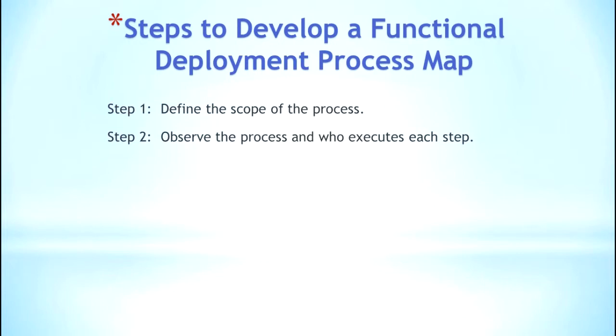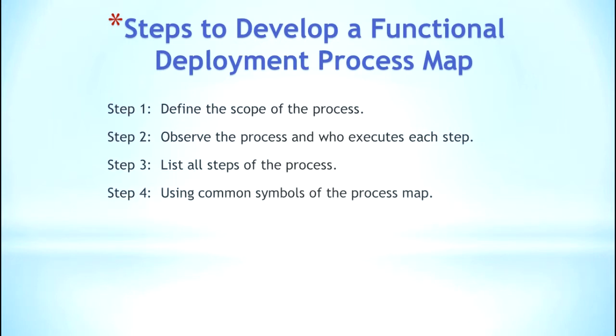Step 2. Observe the process and execute each step. Step 3. Identify and list the main activities that are included in the process to describe and their chronological order. Step 4. Using common symbols of the process map, build the process map for each process step and connect with arrows. Step 5. Validate the process map by comparing it with the actual process. Step 6. Determine next steps.